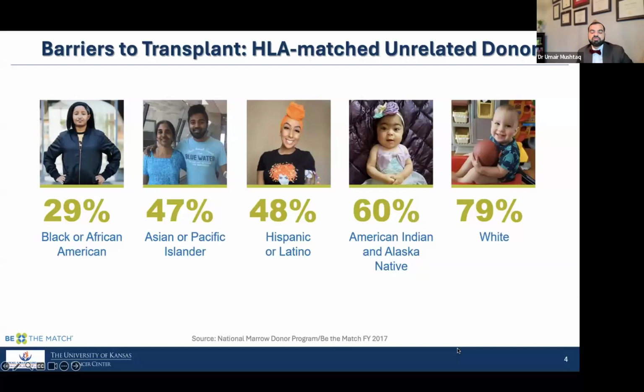If you don't have a fully matched sibling donor, and the chances of having one are around 25%, then there is a registry where you can find a matched unrelated donor. If you're Asian, your chances of finding a donor are 47%, and for Caucasians up to 79%, the reason being that most people on the registry are from Europe. There is also cost involved in getting a donor from the registry. That's another constraint for developing countries.